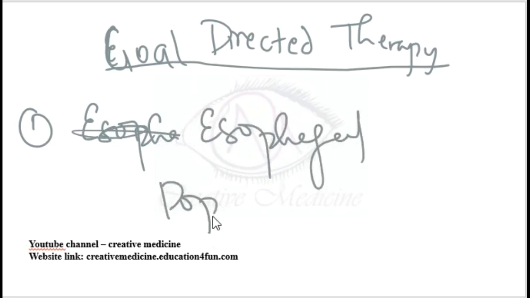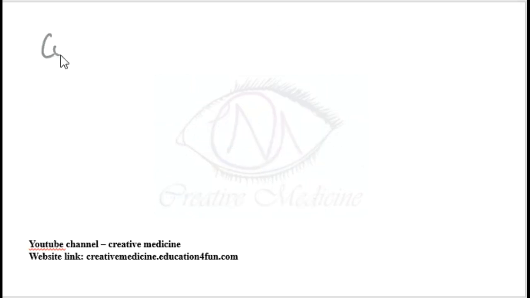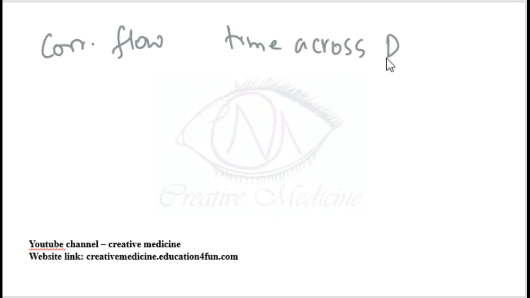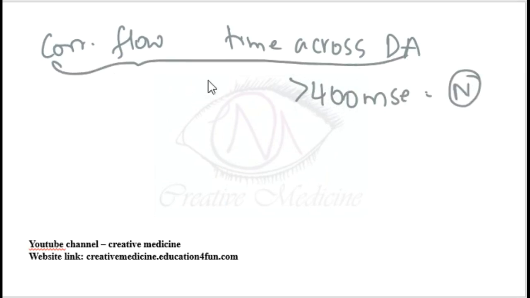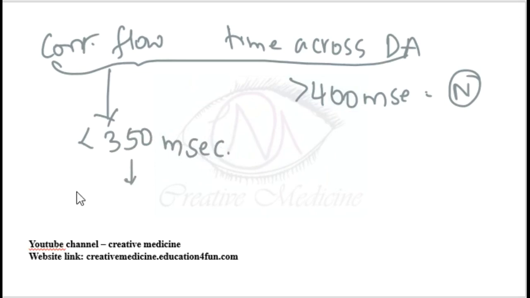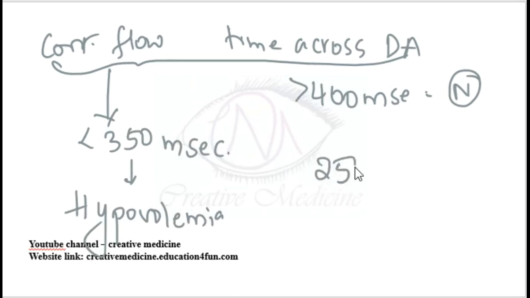And by doing esophageal Doppler monitoring, you can find out the corrected flow time across the descending aorta. If the corrected flow time across the descending aorta is more than 400 milliseconds, then it is normal. If the corrected flow time across the descending aorta is less than 350 milliseconds, then that means there is hypovolemia. Each 250 ml of fluid, stroke volume should increase by 10%.